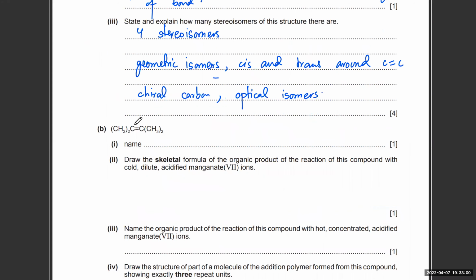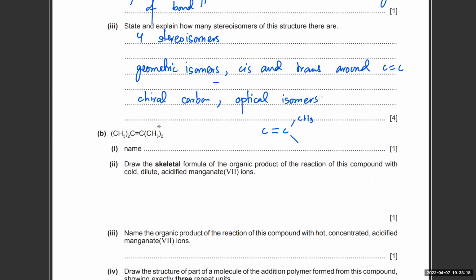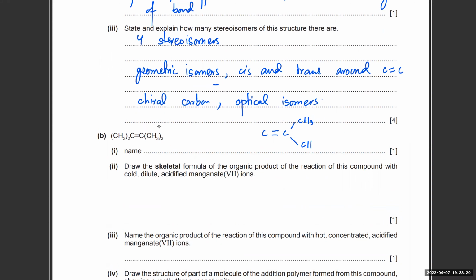Now you have to name this molecule. It's a double bond, so there's a carbon double bonded with another carbon atom in the middle, and on the right side there are 2 CH3s, and over here you also have 2 CH3s, and on this side you will again have 2 CH3s. So what's the name of this molecule?